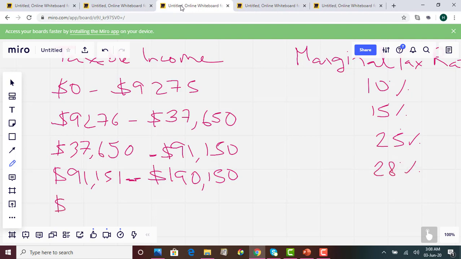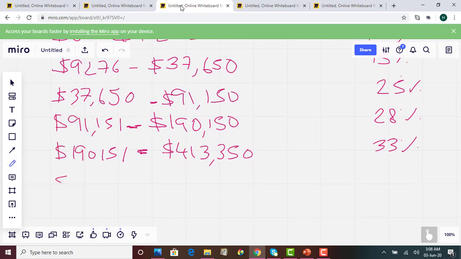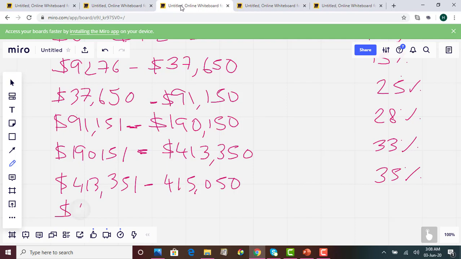Then we have 190,151 to 413,350, and that's 33%. Then we have 413,351 to 415,050, that's 35%. And finally the last tier is 415,051 to as many as possible, that's going to be 39.6%.